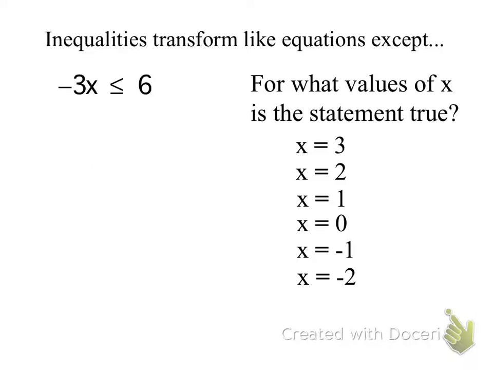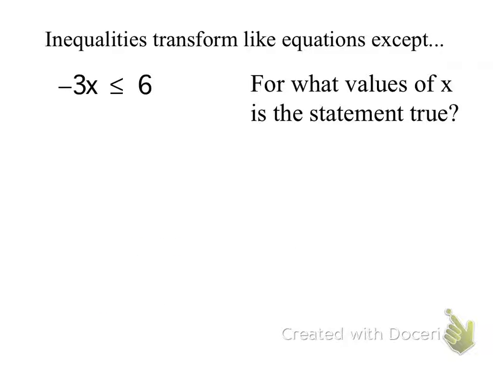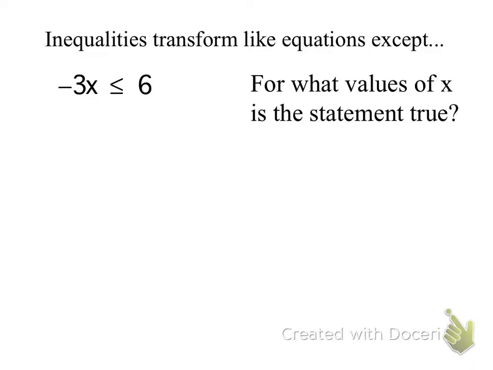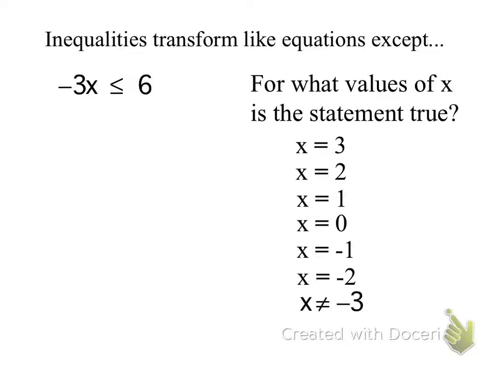Or here, I'll go, okay. What happens? Let's go with Chloe. It flips. What flips? Right, so notice I am dividing by negative 3. When I am dividing or multiplying by a negative, the inequality sign flips. So it's x is greater than or equal to negative 2. Okay? X is greater than or equal to negative 2.